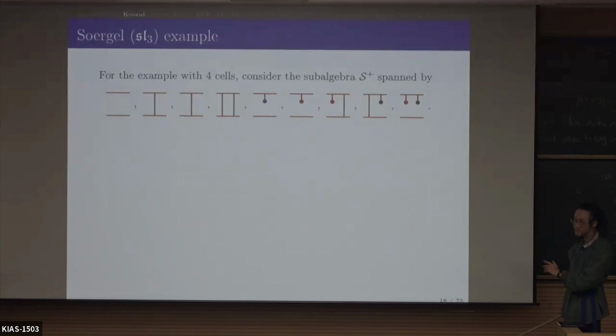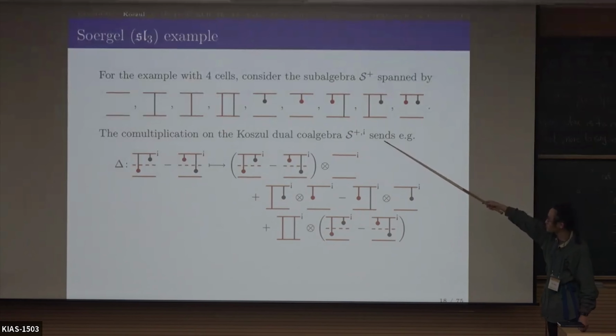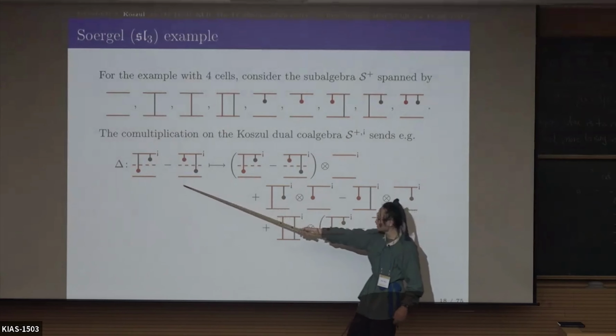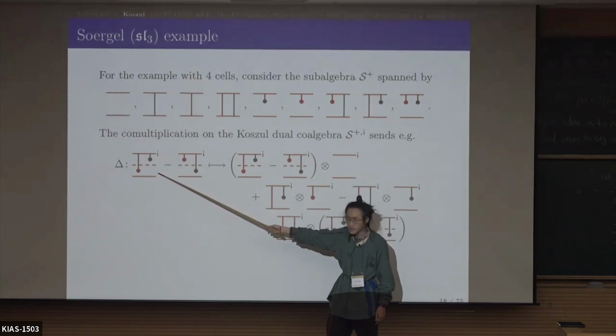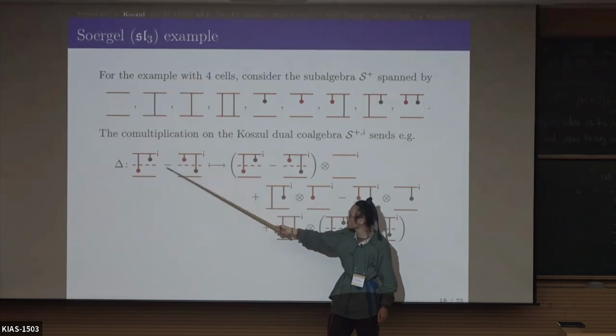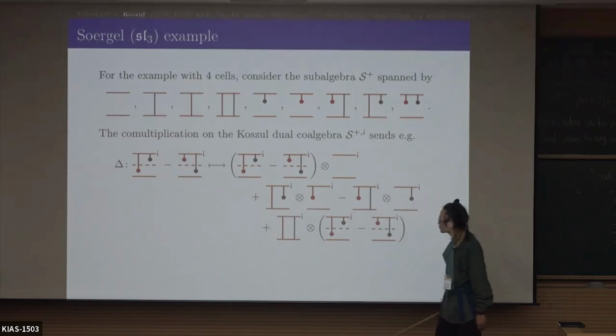And here I want to talk briefly about the bigger example because this will demonstrate the BGG differential that's going to come up later. For the bigger example with 4 cells that I talked about earlier, you can consider this subalgebra. It turns out it is also Koszul. The co-multiplication on the Koszul dual co-algebra will send, so for example, this is an element of my Koszul dual co-algebra because this is in the quadratic ideal. This is equal to this in the original algebra, so this minus this is in the quadratic ideal. So this is in Q, so that's in my co-algebra.